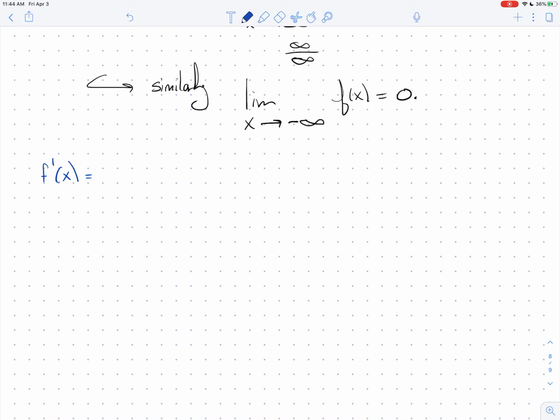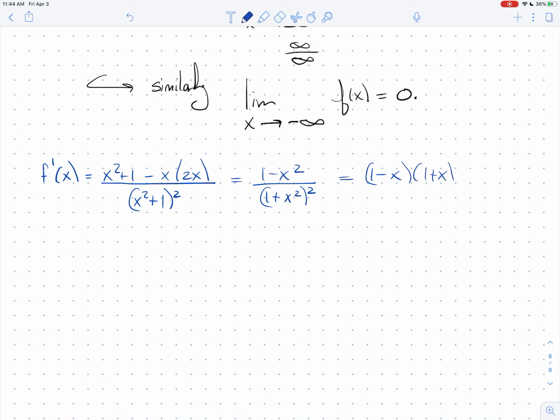So for f prime of x, we're going to have to do the quotient rule. We'll take the derivative of the top, which is 1, times the bottom. We're going to subtract the top times the derivative of the bottom, and then we're going to be all over the bottom squared. So this is just 1 minus x squared over 1 plus x squared, squared. This factors as 1 minus x, 1 plus x, over 1 plus x squared, squared.